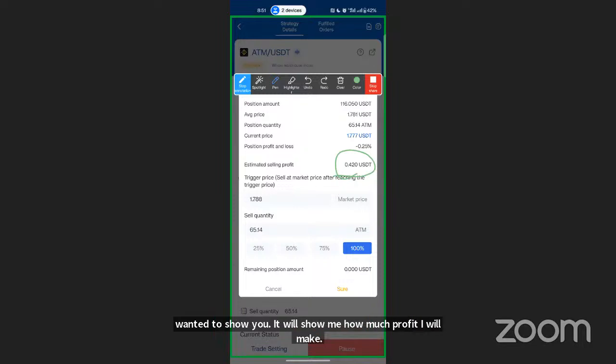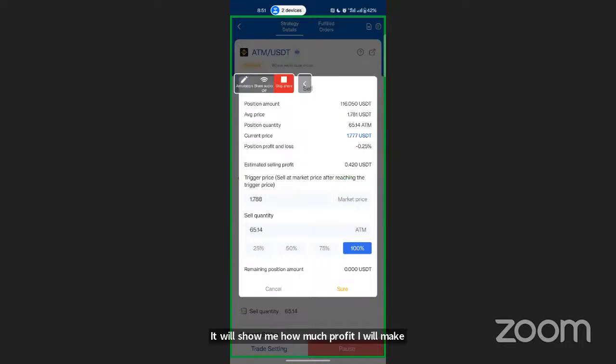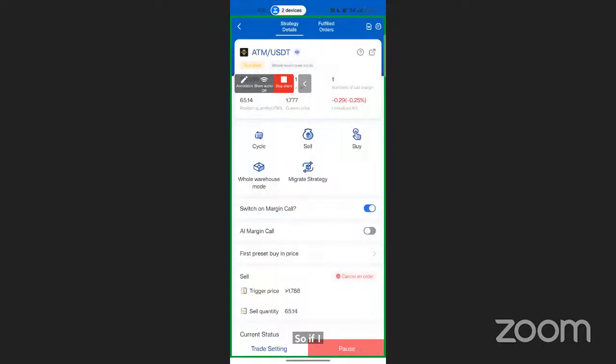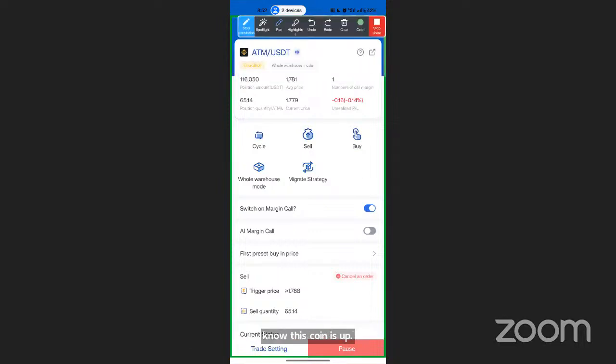It will show me how much profit I will make. So if I press sure, and I have a solid heart, don't do it. Don't do this if you don't have a solid heart, because I know this coin is about to deliver. Can we see that it is about to hit my take profit? Because it's ending at 1.788. Can you see that it's about to deliver?